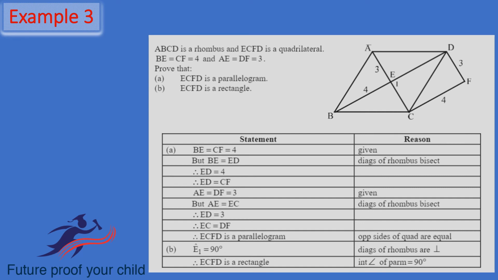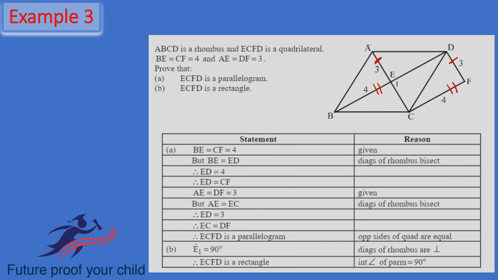Example number 3. ABCD is a rhombus and ECFD is a quadrilateral. Now, please note they don't tell you what type of quadrilateral. Then it says over here that BE, so let's just put it in, is equal to CF. And then they tell me that AE, so we're going to just put it in here, AE is equal to DF, and that will be 3 units, as you can see there. Then the question says, prove that ECFD is a parallelogram.